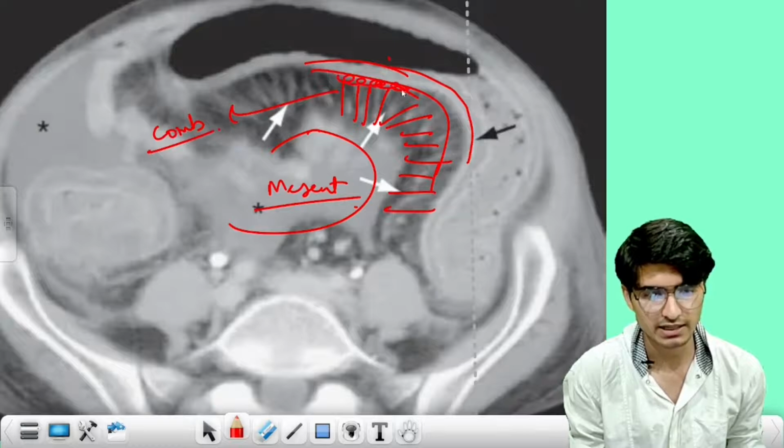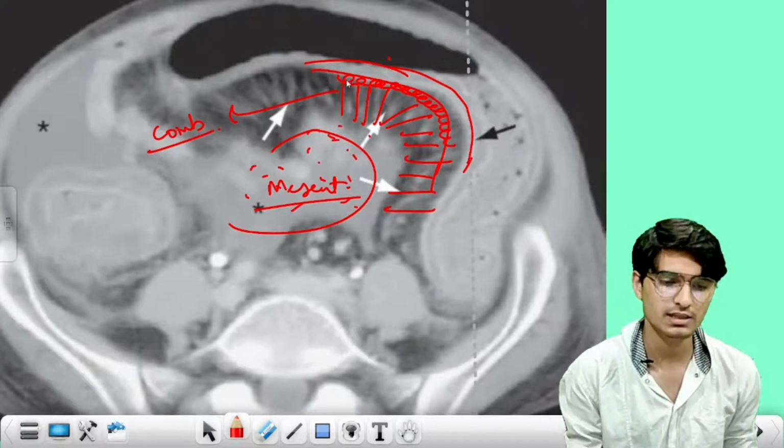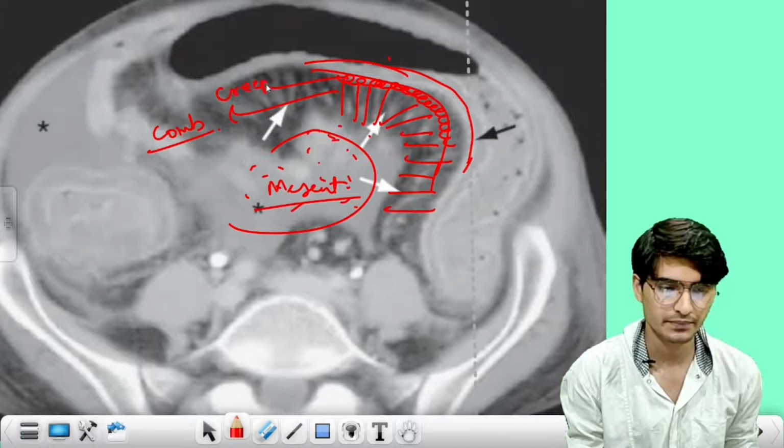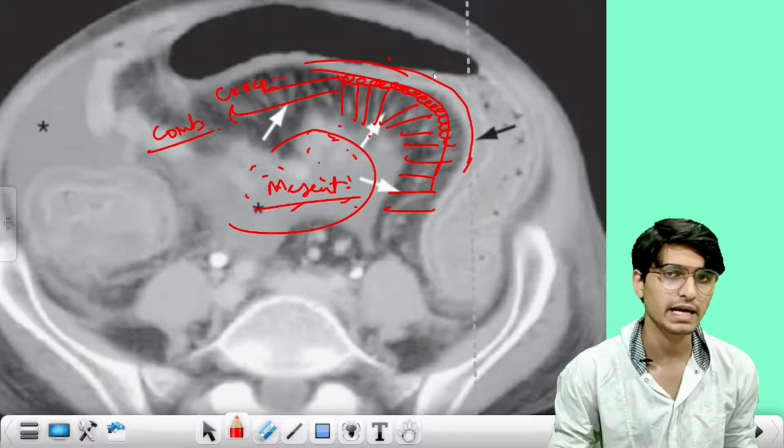And there is the fat adherence here, right? And the fat here as well, and this is called the creeping fat sign, right? And that is not present at the anti-mesenteric border.